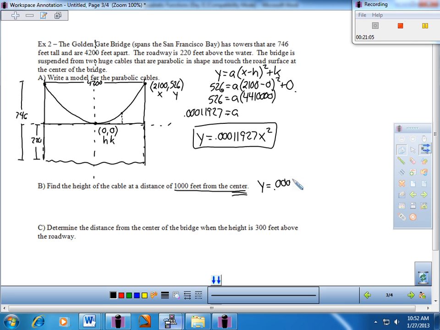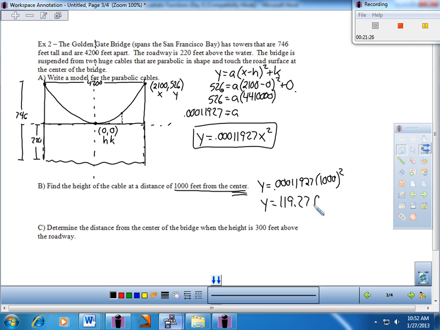So got 3 decimals there, 11927 times the 1,000 squared. Pretty nice. And I think I can hack this. A couple zeros, moving that over. It just has to be about 119, what I'm seeing there.